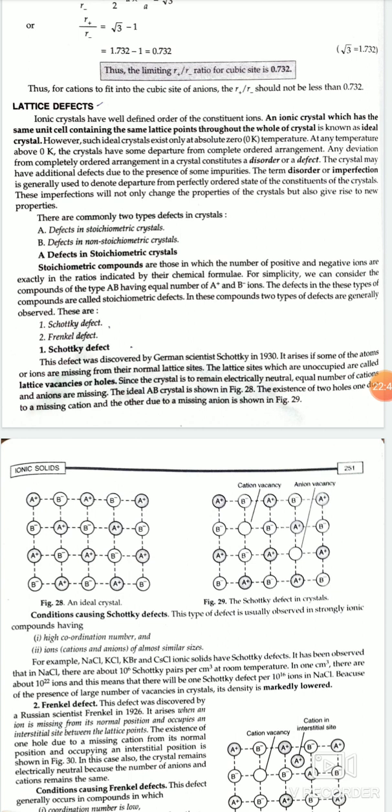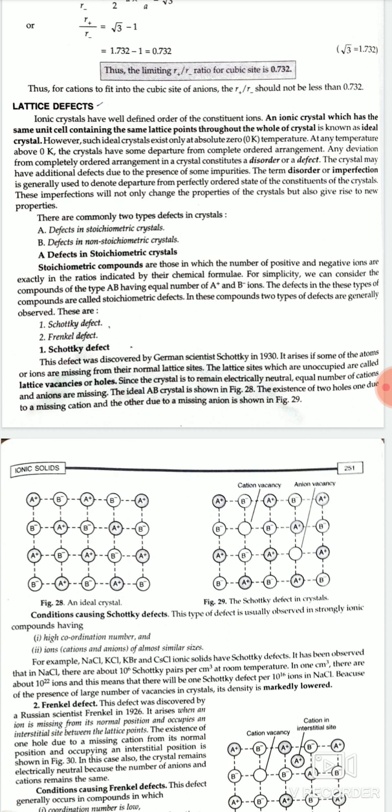Okay, now the next topic is lattice defects. Ionic crystals have a well-defined order of the constituent ions, and an ionic crystal which has the same unit cell containing the same lattice points throughout the whole of the crystal is known as an ideal crystal. However, such an ideal crystal exists only at absolute 0 Kelvin temperature. At any temperature above 0 Kelvin, the crystals have some departure from completely ordered arrangement. Any deviation from completely ordered arrangement in a crystal constitutes a disorder or a defect.